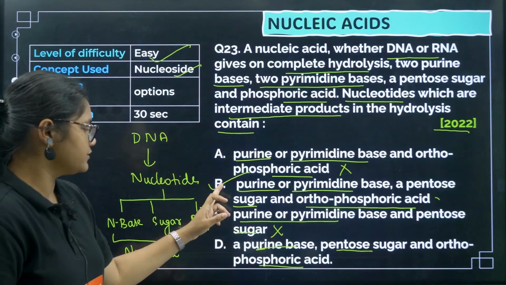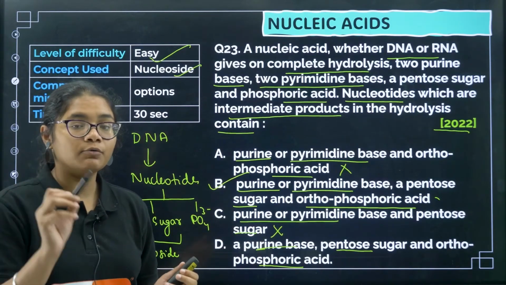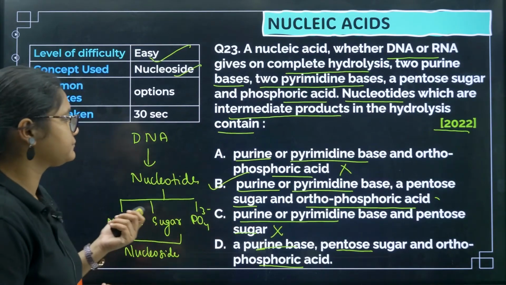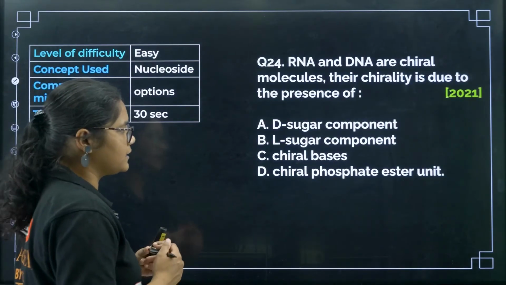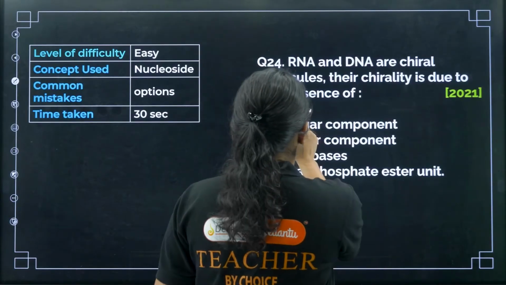So that is why this is wrong. So that is why option number B is the most appropriate answer. Okay. Next question, RNA and DNA are chiral molecules. The chirality is due to the presence of.